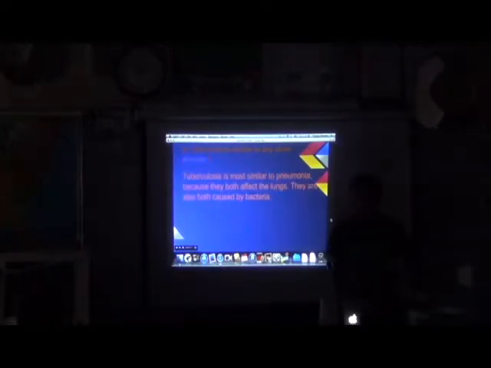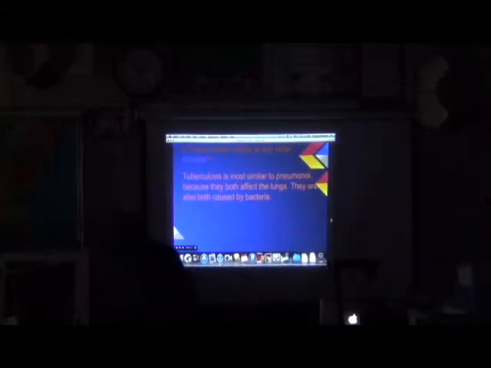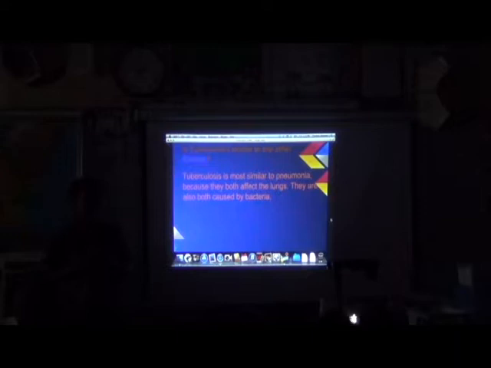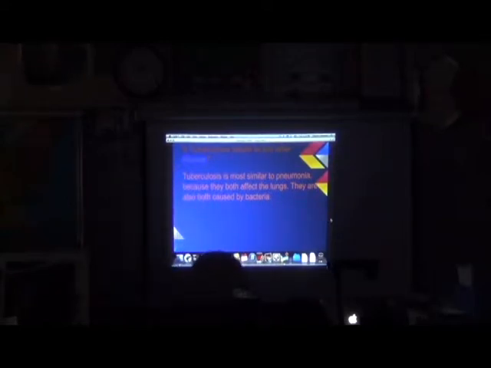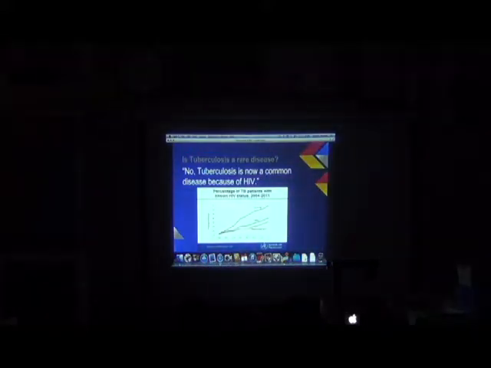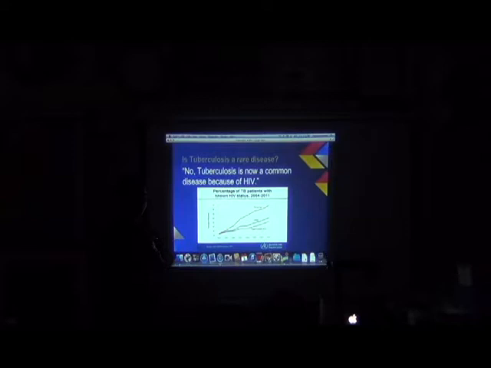So is tuberculosis similar to any other disease? Tuberculosis is most similar to pneumonia, because they both affect the lungs and they are both caused by a bacteria. And then, as I explained a couple slides ago, if they're caused by bacteria, then they're both infectious diseases. Okay, so is tuberculosis a rare disease?